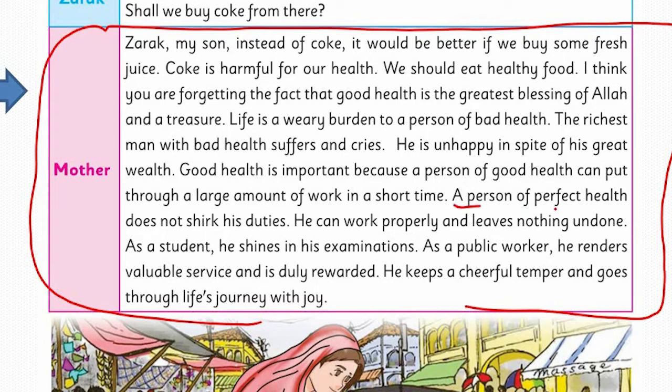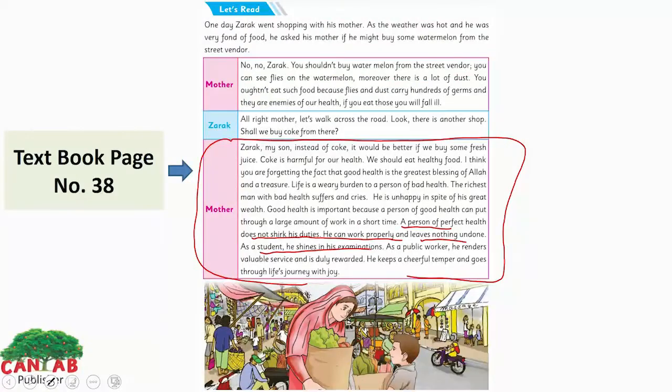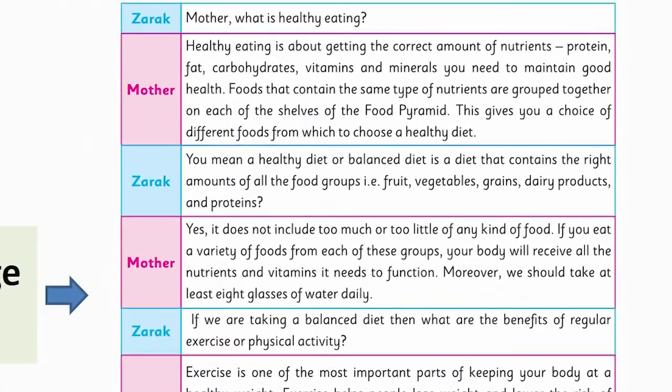And she also told him that a person who is having good health, he can shine, he is good in his examination, he can work properly, he always has a cheerful temper, and he spends his life with joy. Now let's move forward. What will Zark say? Zark says, Mother, what is healthy eating?